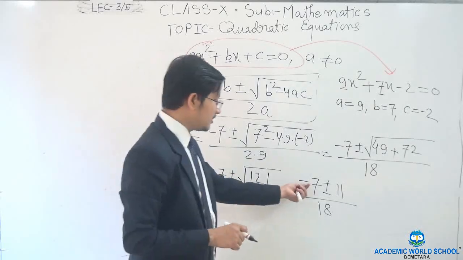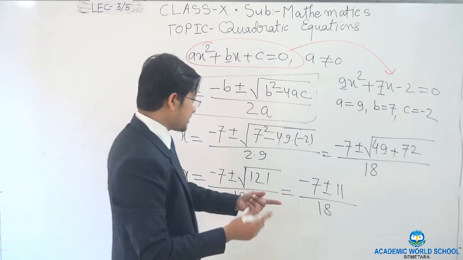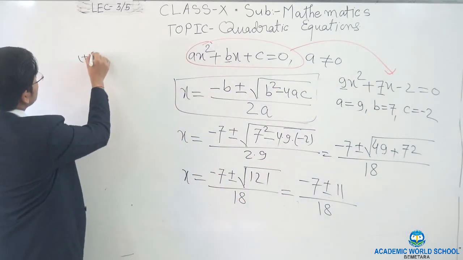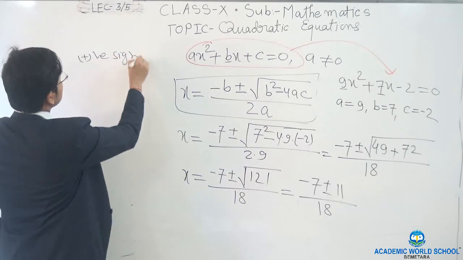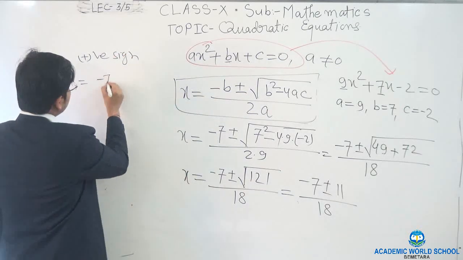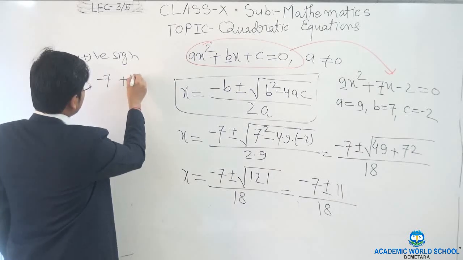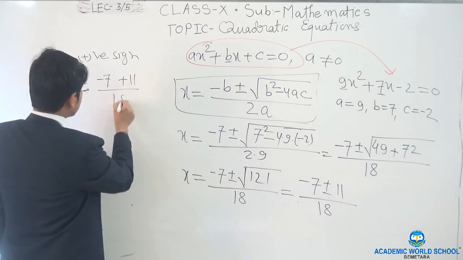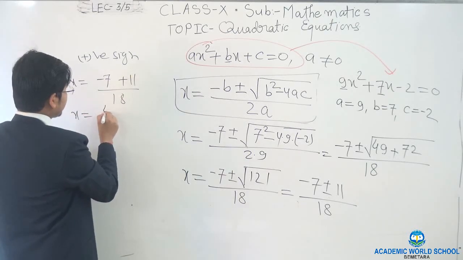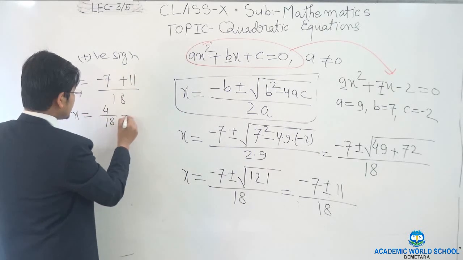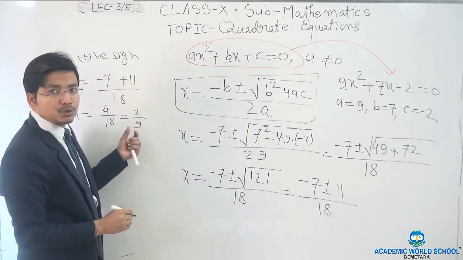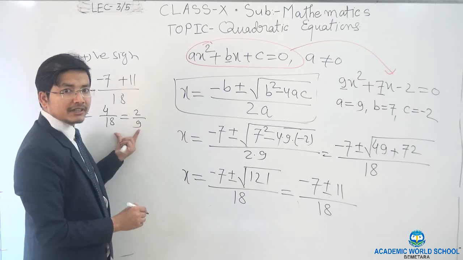So now we are going to take positive sign and negative sign separately. If you are going to take positive sign, x is equal to minus 7 plus 11 upon 18. So x is equal to 11 minus 7, that is 4 upon 18. So this will be 2 upon 9. So one of the roots we got is 2 upon 9.